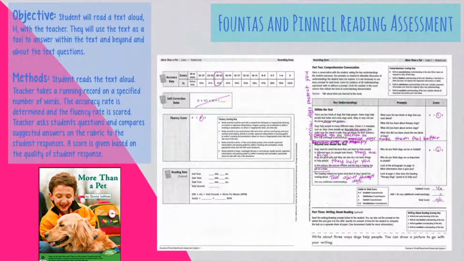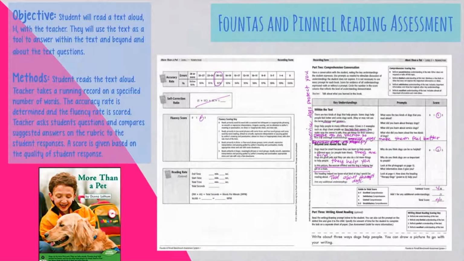The first one is the Fountas and Pinnell reading assessment. The objective of this was that the student will read the text out loud with the teacher, and they will use the text as a tool to answer the within the text and beyond and about the text questions. The method is that the student will read the text out loud, and the teacher takes a running record on a specified number of words. The accuracy rate is determined, and the fluency rate is scored. Our teacher asks the students questions and compares with the rubric that has suggested answers to the actual student responses, and a score is given based on that.